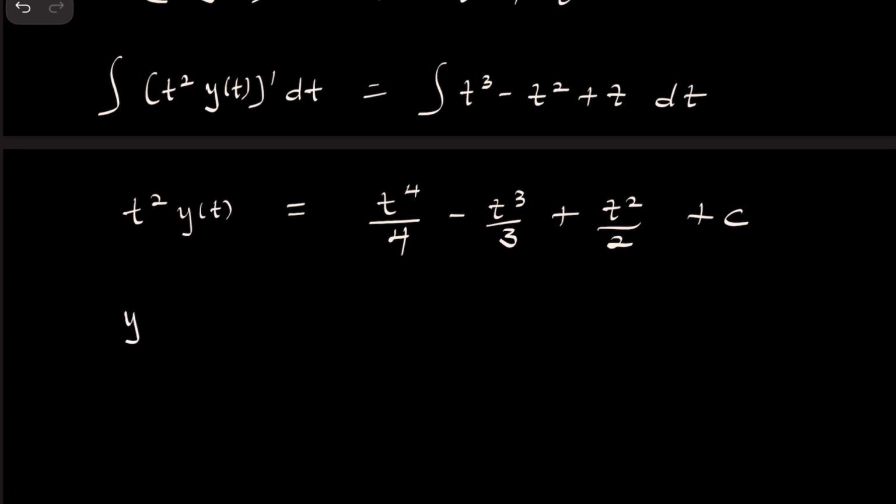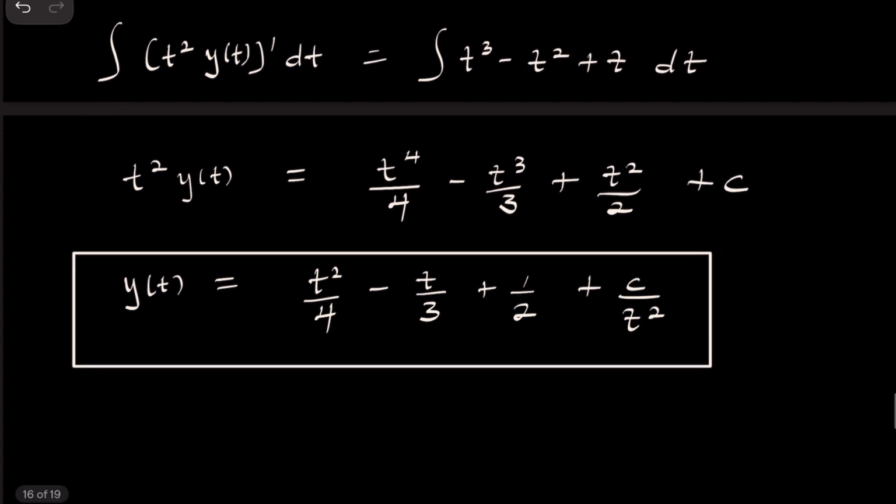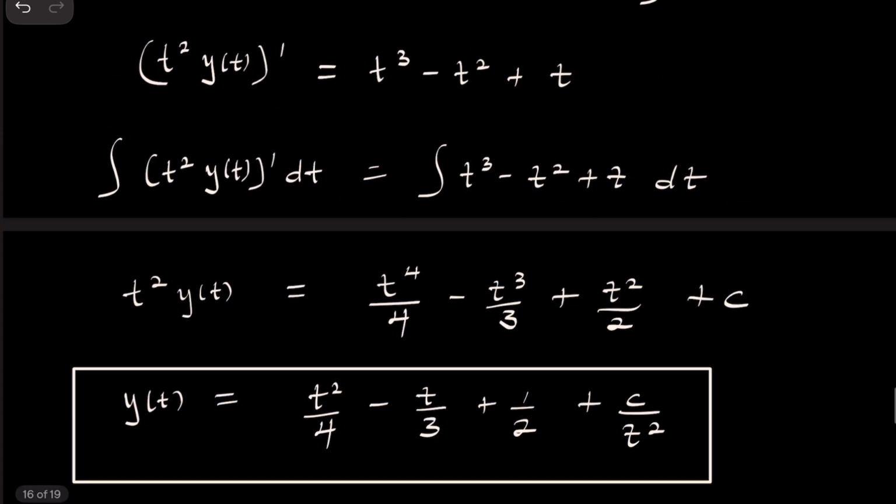And so y(t) will be, thus we are going to divide through by t², and so we are going to have t²/4 − t/3 + 1/2 + c/t². And so this function gives us our general solution, but this question was an IVP, right? So we have to find the particular solution.